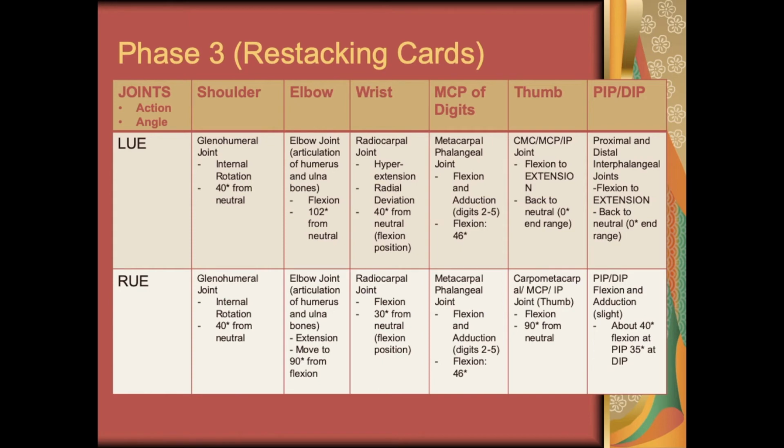During phase 3, the left upper extremity becomes more involved at the distal end of the hand, at the thumb and digits. At the thumb, the CMC, MCP, and IP joints move from flexion to extension, and the PIP and DIP joints of the digits move into extension to allow the right upper extremity to restack and shuffle the cards back into the deck. The right upper extremity moves from the external rotation at the shoulder back to internal rotation with slight extension of the elbow to reach out to the left upper extremity. Again, the angle measurements are provided as well.